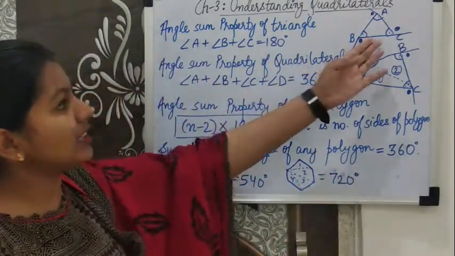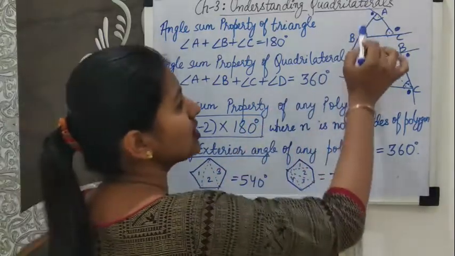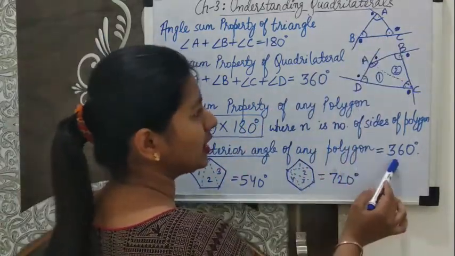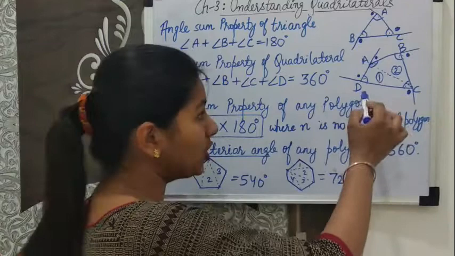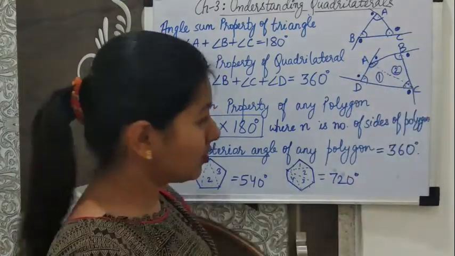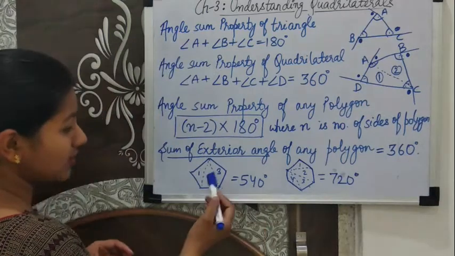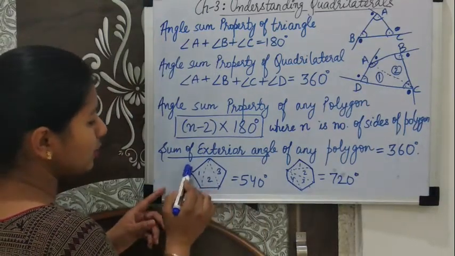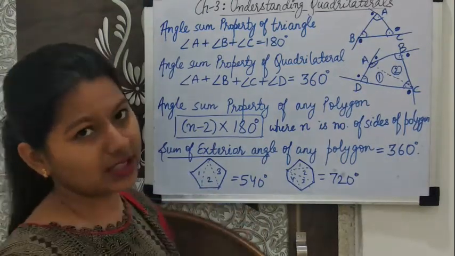polygon का, कोई भी polygon, अगर वो 3-sided polygon है, then also the sum of exterior angles will be 360 degrees. अगर वो 4-sided polygon है, then also the sum of exterior angles is 360 degrees. अगर वो 5-sided polygon है, then also the sum of exterior angles will be 360 degrees.